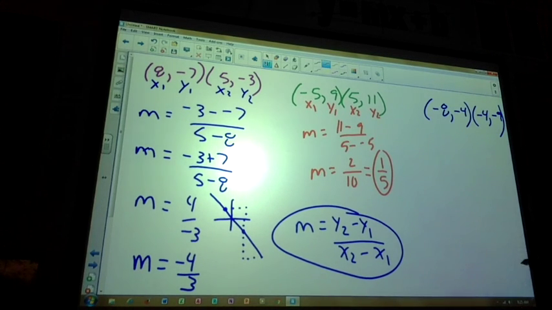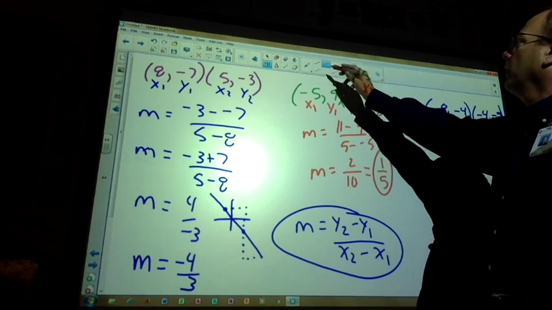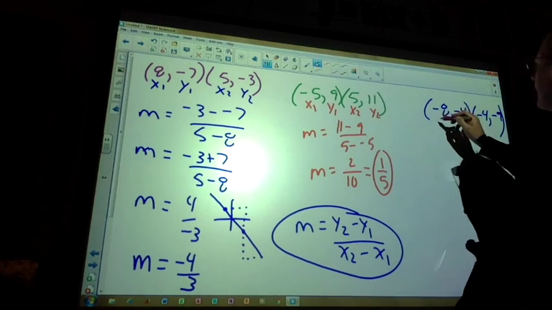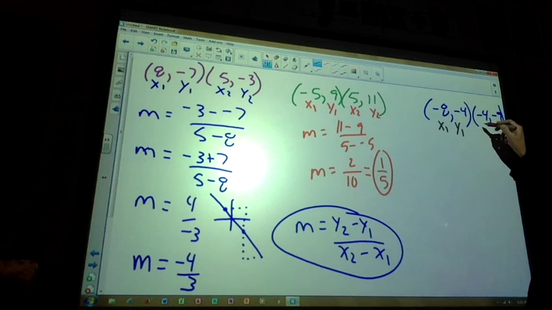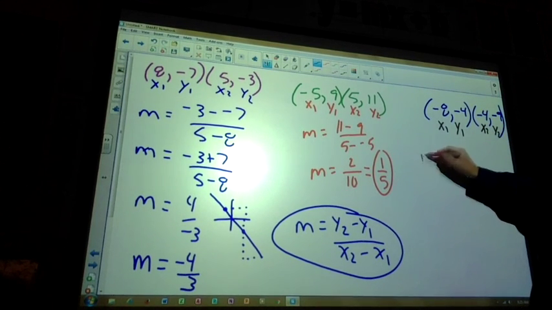Somehow got -10 over -3 on the first. Okay, well, my work's there. Where'd you make your error? So the second one would be positive. So it's rising.